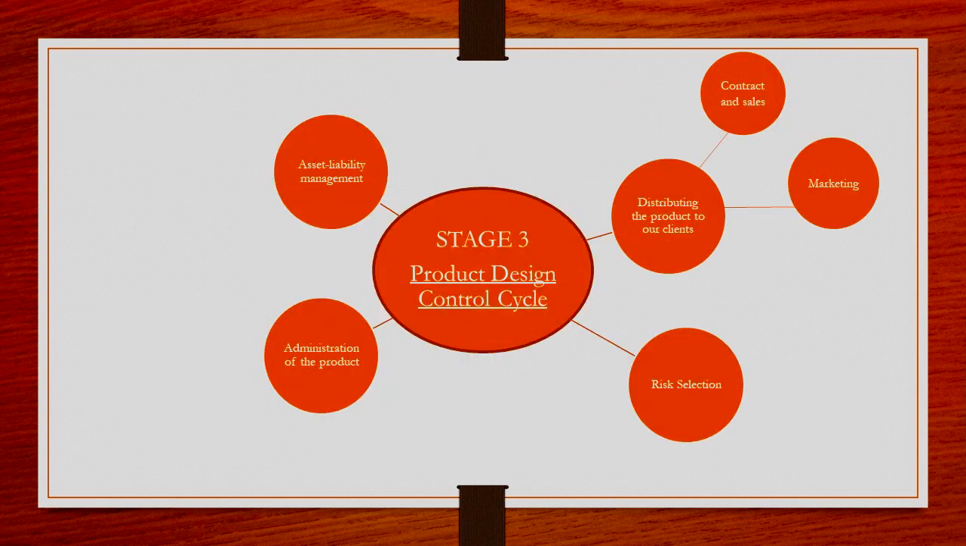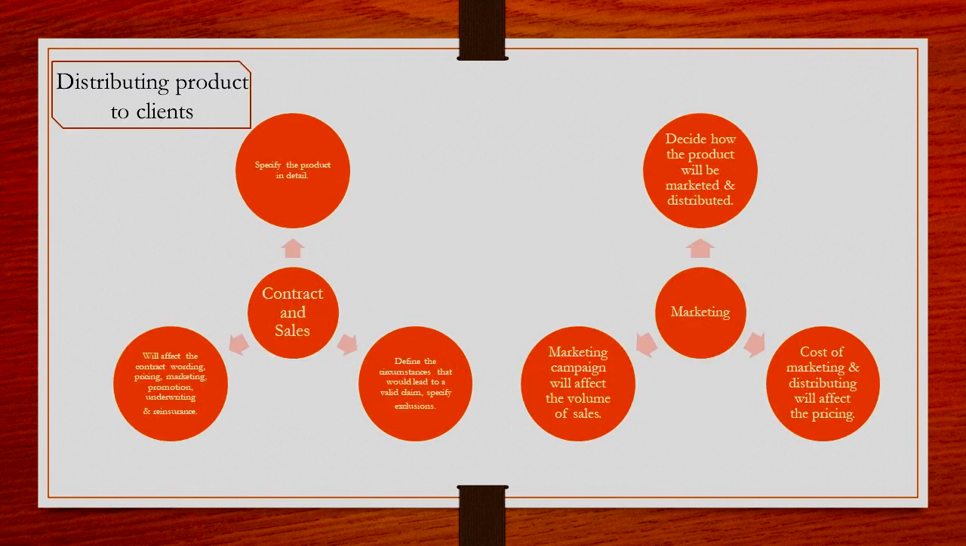The third stage involves the manufacture and distribution of the product. For financial products, there are generally 3 steps within this stage: distributing the product to clients, risk selection, and administration of the product. Also, an institution that issues financial products will end up with both liabilities and assets. Potential customers have to move to buy the product. The first step of this process is to draft the contract and sales material. The second step is marketing it to the customers.